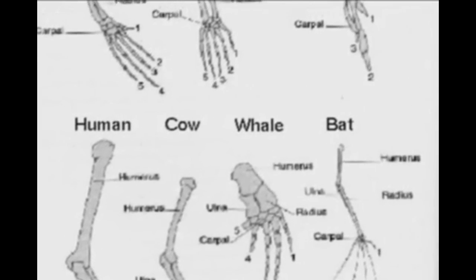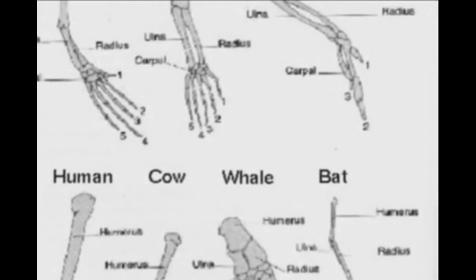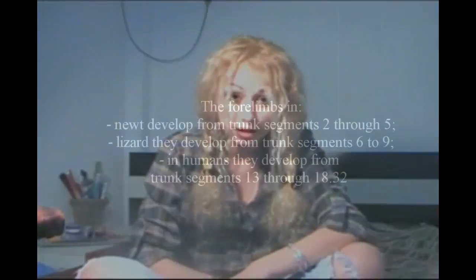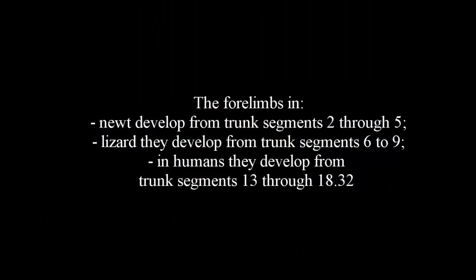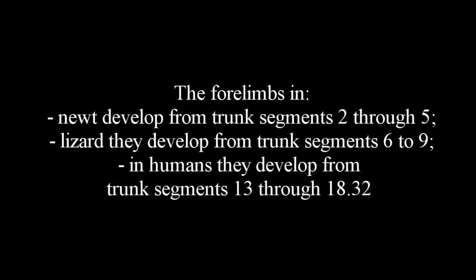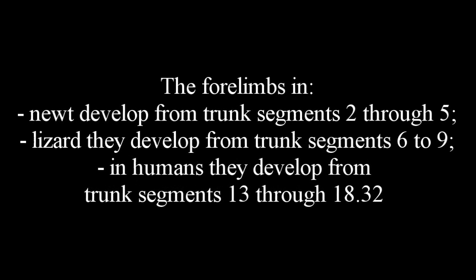The reason is that the forelimbs often develop from different body segments in different species, in a pattern that cannot be explained by evolution. The forelimbs in the newt develop from trunk segments 2 through 5, in the lizard they develop from trunk segments 6 to 9, in humans they develop from trunk segments 13 through 18. Denton concluded that this evidence shows the forelimbs usually are not developmentally homologous at all.